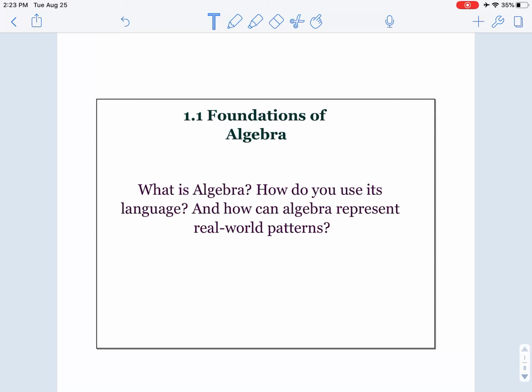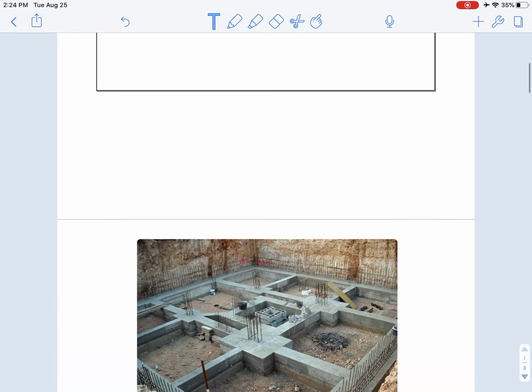Today we are going to begin by discussing the foundations of algebra. It is so important to know where everything in algebra comes from, to have that base foundation, to know your vocabulary, to know your notation, to know the symbols and what they mean. So today we'll be going through that vocabulary, that notation, and those symbols to build that foundation. What is algebra? How do we use it, and how can it represent real-world patterns?